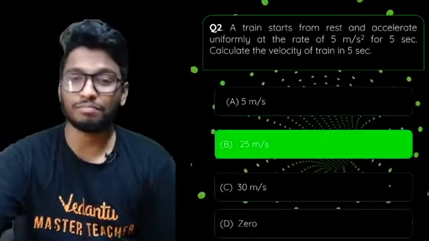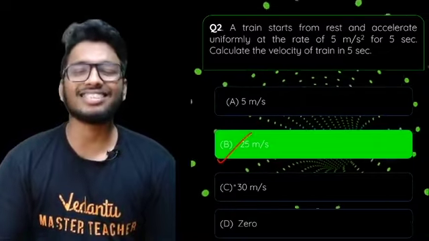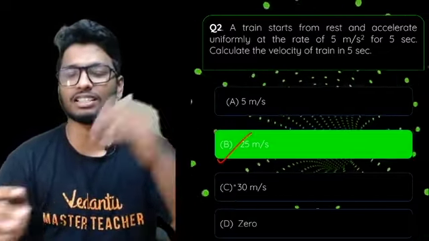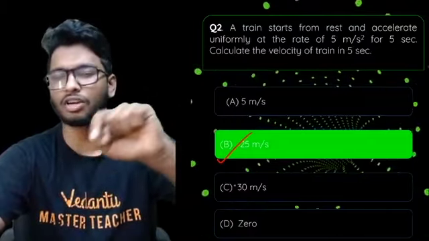Straightforward, very simple question. The right answer, guys, is option number B, that is 25 meters per second. Very simple. Moving on to the next question, guys. I hope you guys got this as well.